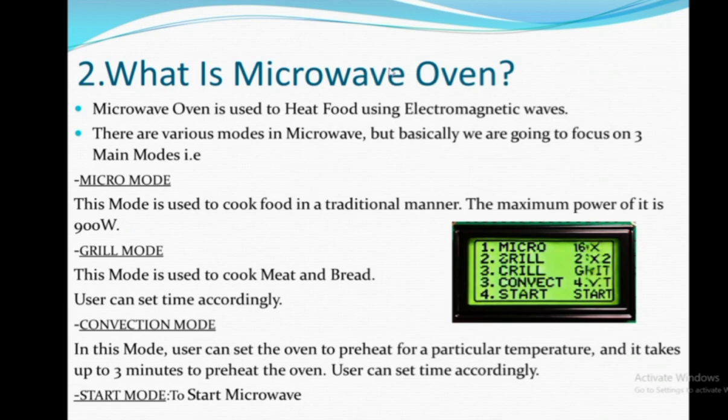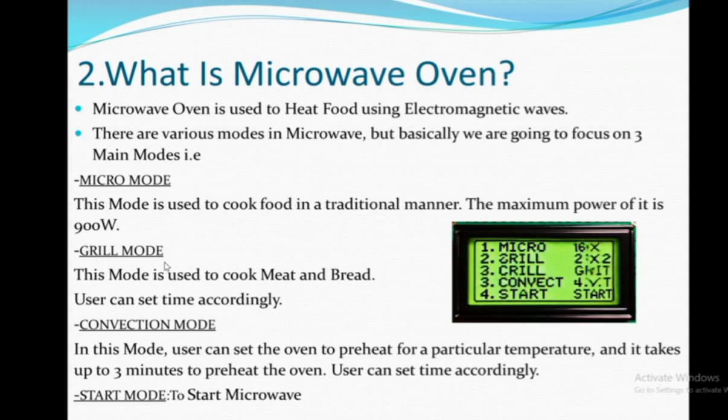Then, what is a microwave oven? The microwave oven is used to heat the food using electromagnetic waves. There are various modes in the microwave, but here we are considering the three main modes: the micro mode, the grill mode and the convection mode. The first one, the micro mode, is used to cook the food in a traditional manner. The maximum we can set the power is up to 900 watts.